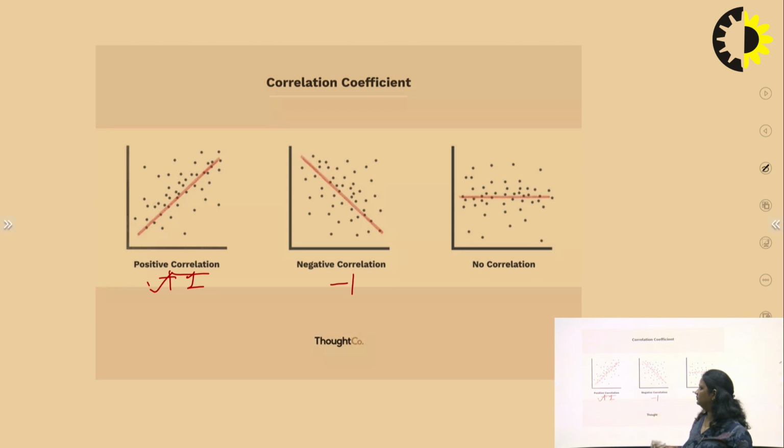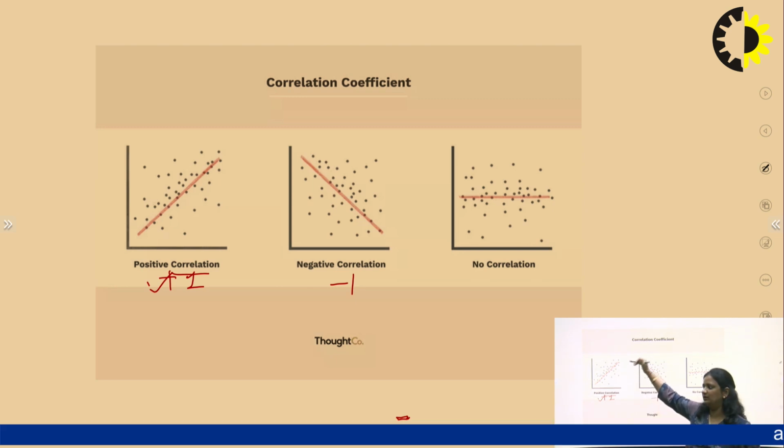Negative correlation means when one variable's value increases, the other value decreases. In positive correlation, both variables increase: when one value increases, the other also increases. And in negative correlation, when one value increases, the other value decreases. So the value will be -1.